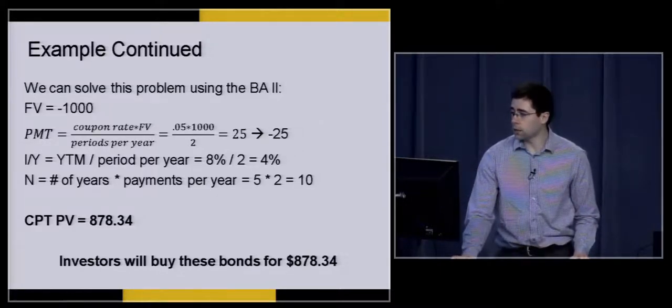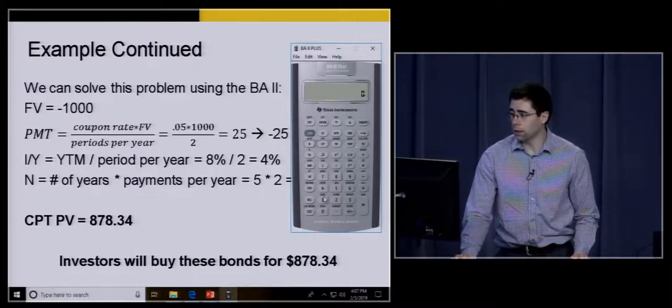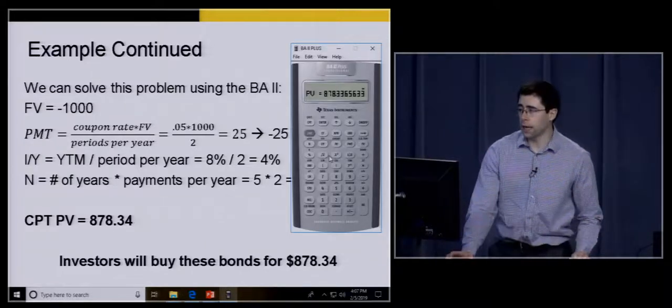And now let's just go ahead and enter this into our BA2 calculator. I'm going to put 10 equal to N, I/Y is equal to 4, and negative 25 is our payment every 6 months, and lastly our face value is a negative $1,000. And let's compute our present value.